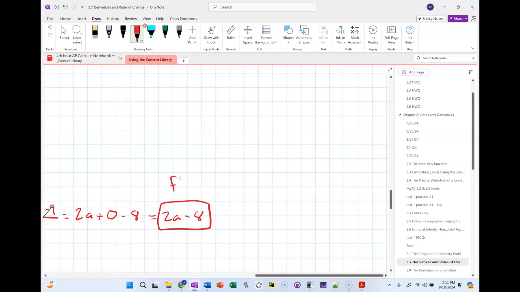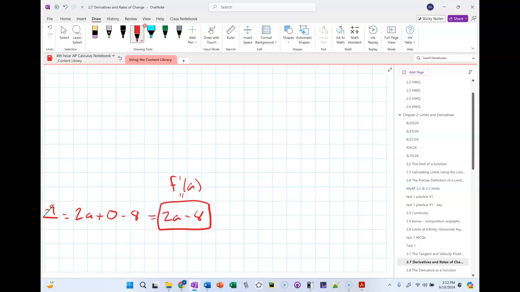So this is what f prime of a is: 2a minus 8. So if I wanted f prime of 7, I can just plug 7 in for a. If I want f prime of 92, I just plug 92 in for a. Everybody's cool? This is pretty nice, right?